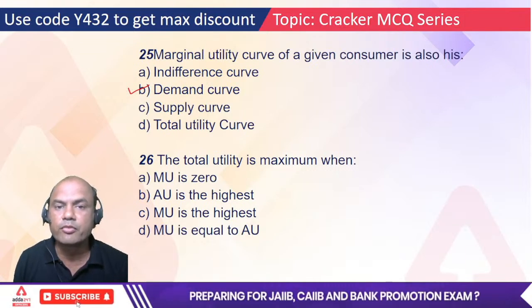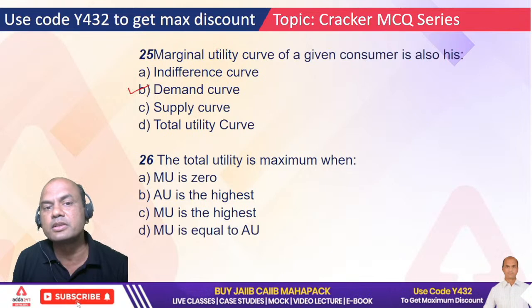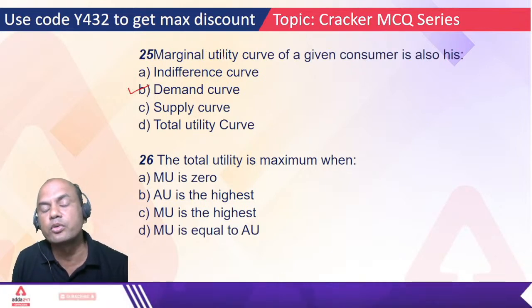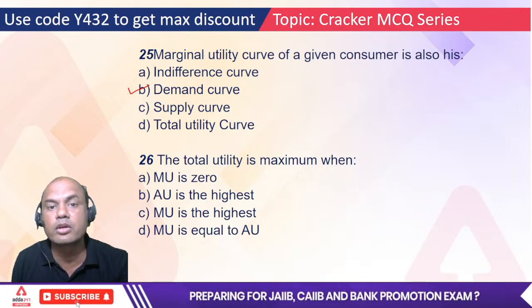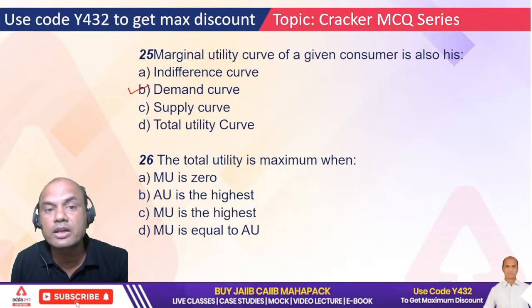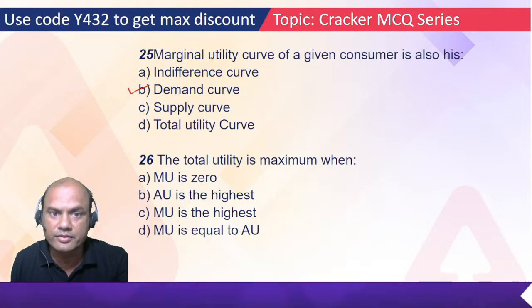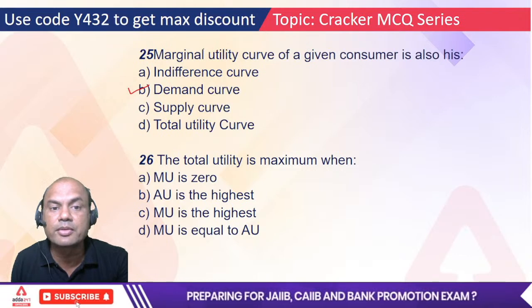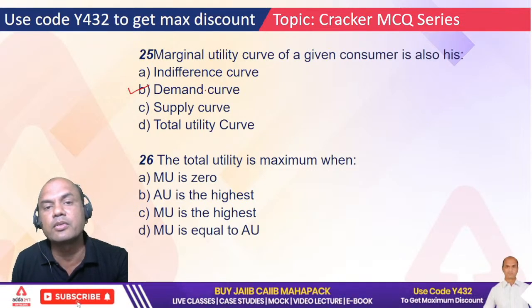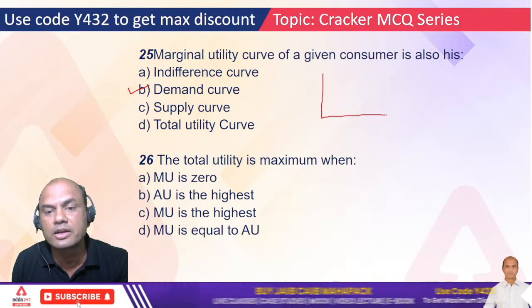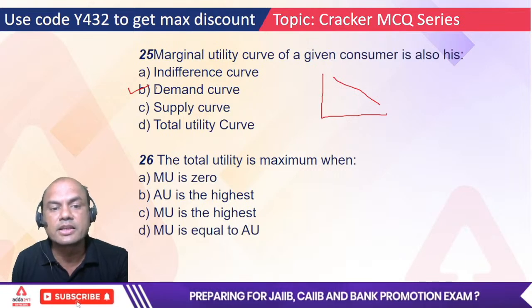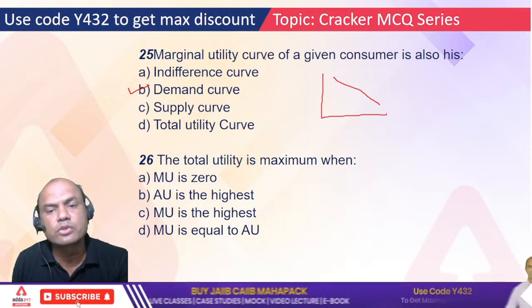Marginal utility. What is utility? Utility means the power of satisfaction. Marginal means as you go on eating more and more rotis or drinking more water, the requirement for that water goes on reducing. That's why it becomes a marginal utility. It goes on reducing. Similarly, the demand curve also goes on reducing, right? How is the demand curve? Can anyone plot this? It's like this, right? The answer is B. Indifference curve is totally different.